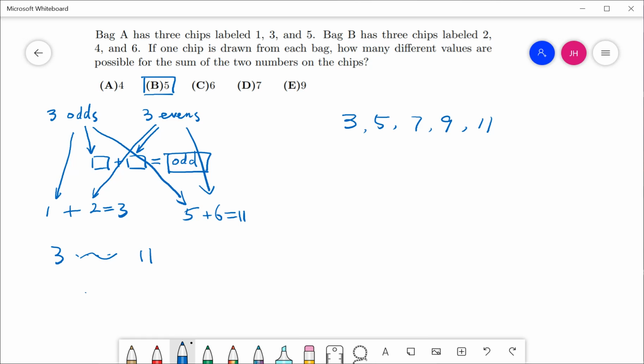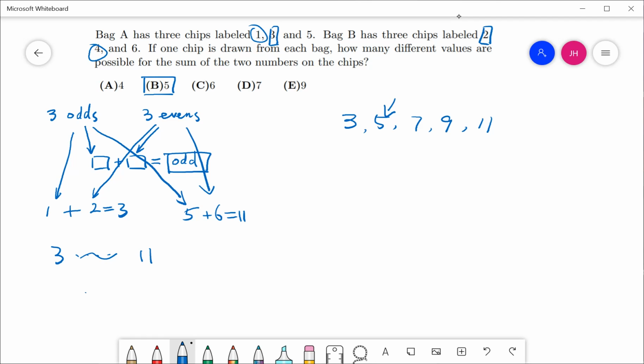Of course, we can double check all the values. For example, for 5, we can get a 3 from the first bag and a 2 from the second bag. Or maybe you get a 1 from the first bag and a 4 from the second bag. It doesn't matter, we can get a 5 anyway.